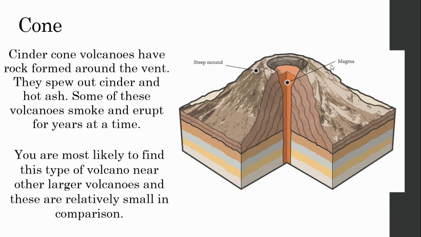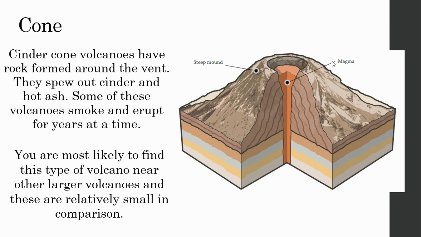And then we have our cone volcano or cinder cone volcano. So the cinder cone volcano has rock formed around the vent. So remembering our keyword, the vent is the place where the lava erupts from. So this area on the volcano here. They spew out cinder and hot ash. And some of these volcanoes smoke and erupt for a few years at a time. So they might not have a big eruption, but they might just be smoking or letting out a small amount of lava. Or not lava, sorry, more cinder and hot ash.